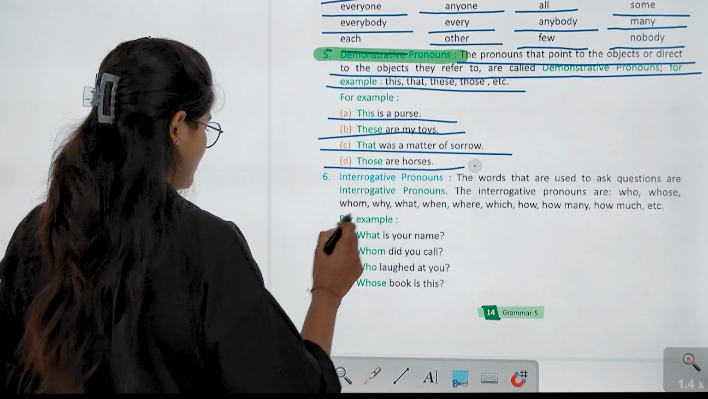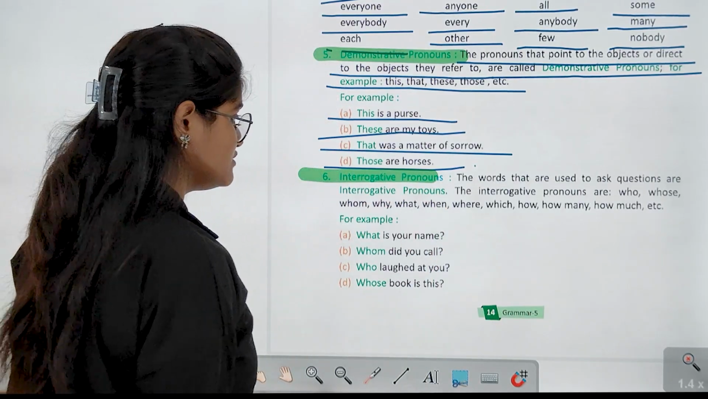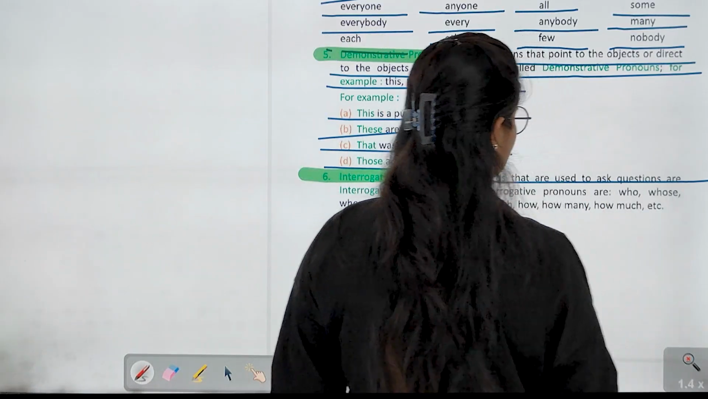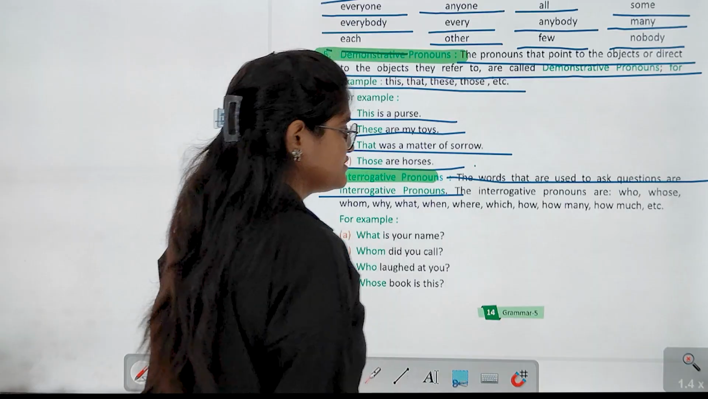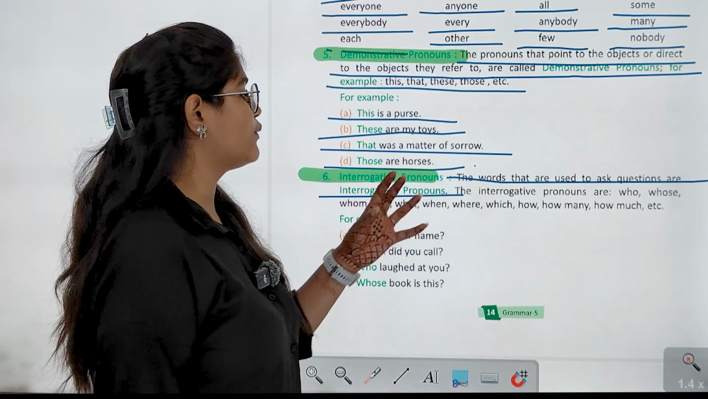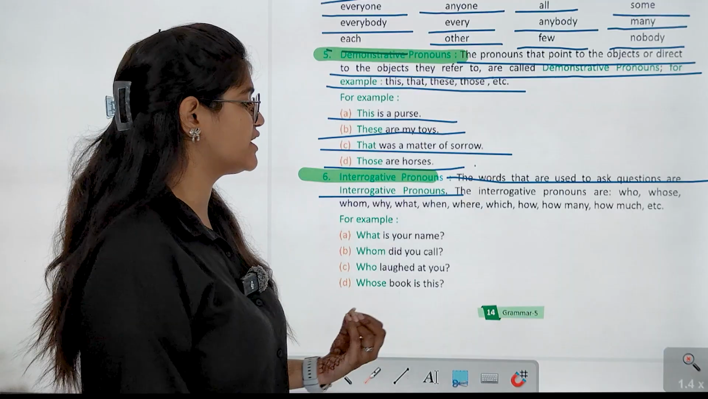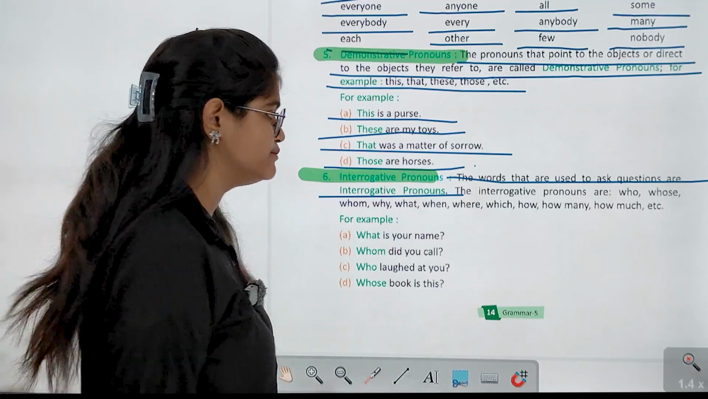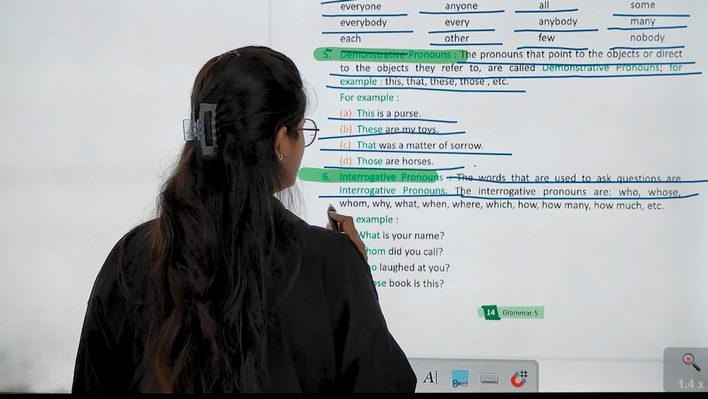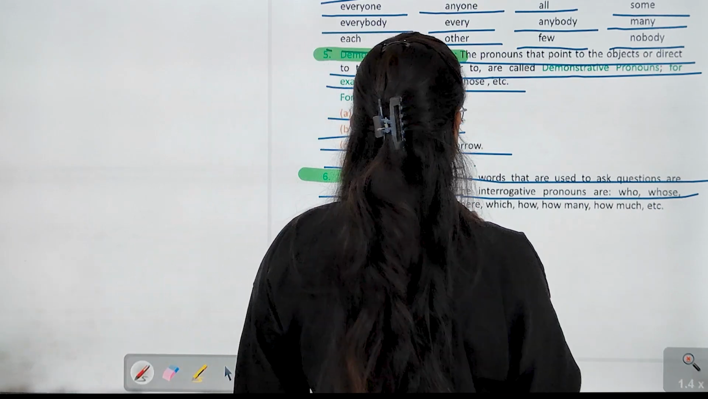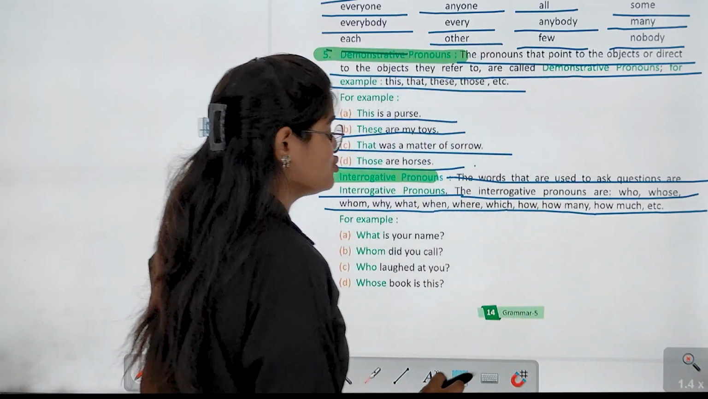Next we have interrogative pronouns. Now what are the interrogative pronouns? So the words that are used to ask questions are interrogative pronouns. कि वो words जो questions पूछने के लिए यूज किए जाते हैं उन्हें हम interrogative pronouns के नाम से जानते हैं. So the interrogative pronouns are who, whose, whom, why, what, when, where, which, how many, how much, etc.